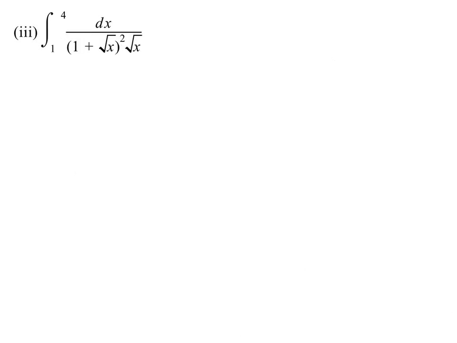Do that way. dx on 1 plus root x all squared times the square root of x. What's causing me the problem? What's in the grouping symbol there is 1 plus root x. That's a good starting point. u is 1 plus root x, which means I end up with du being dx on 2 root x. Yep, I can manipulate this.